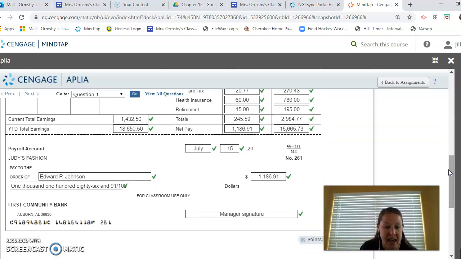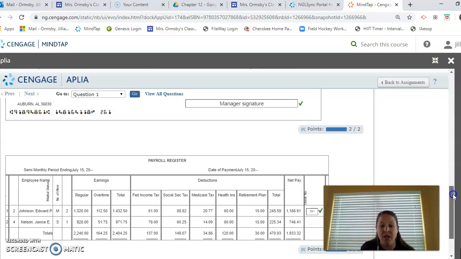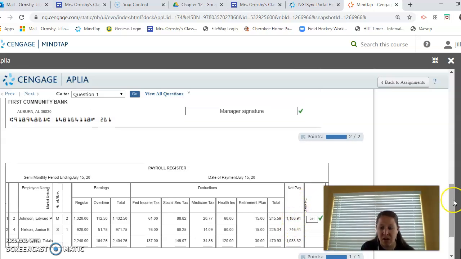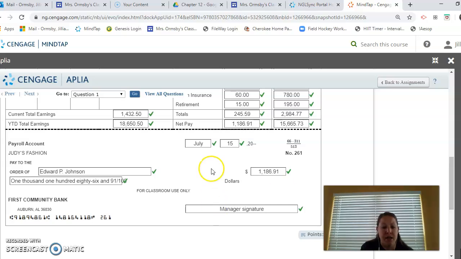Now you have to do the actual paycheck. So July 15th to Edward Johnson, his total net pay, again, here it is. Here's our total net pay. That's how much we're issuing the check for. Again, net pay for this pay period, $1,186.91. You can also refer down here to the bottom, our net pay. That's how much you're writing the check for. Then we're going to spell that out, $1,186.91 over 100. And manager signature is who should sign the check.